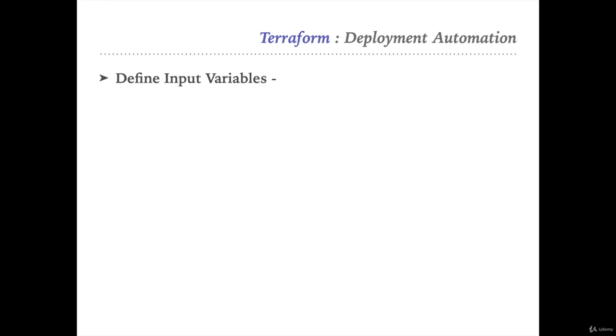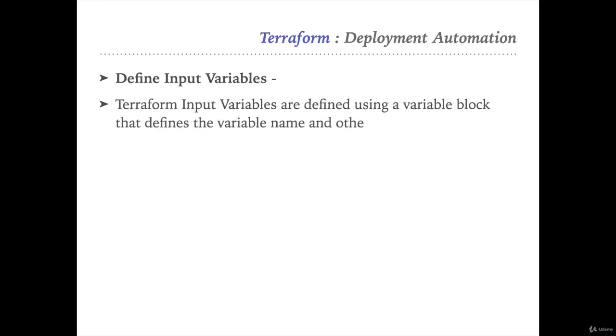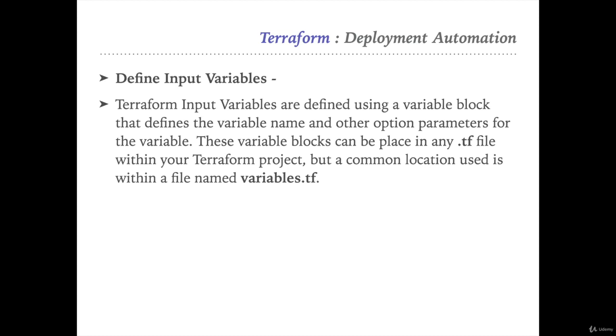So let's see how we can define input variables in Terraform. Terraform input variables are defined using a variable block that defines the variable name and other optional parameters for the variable. So we have two ways to define variables inside Terraform. Either we can define the variable in a simple format, with the variable name and the variable value. Or the second way, which is correct, is to define a variable block. Inside the block, we define the variable name and the variable value, plus, if we have other options like the default value of the variable, the description of the variable, or the type of the variable, we can define those supporting parameters as well.